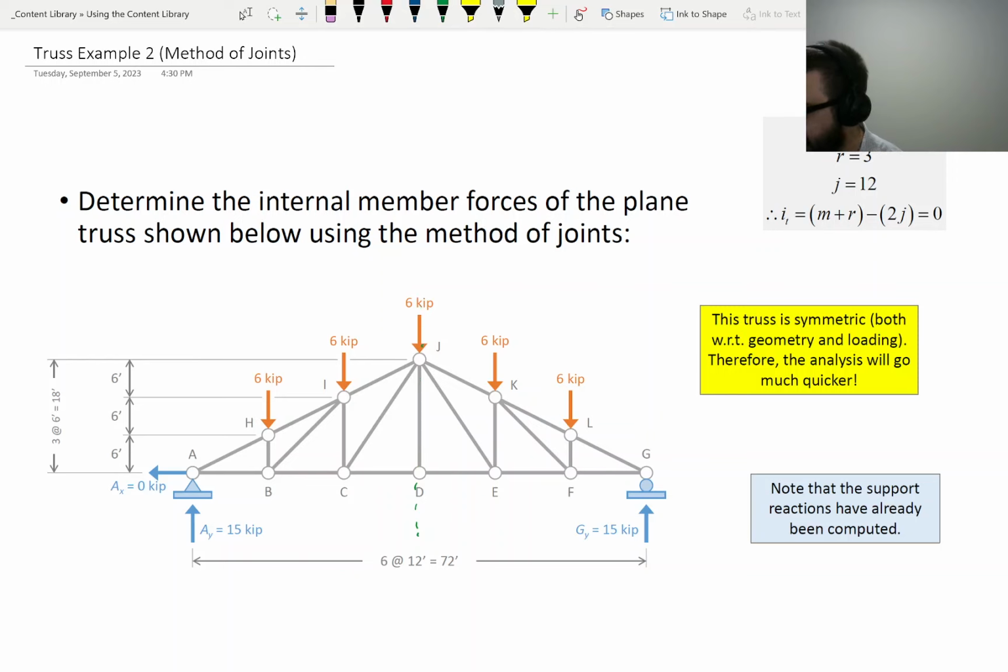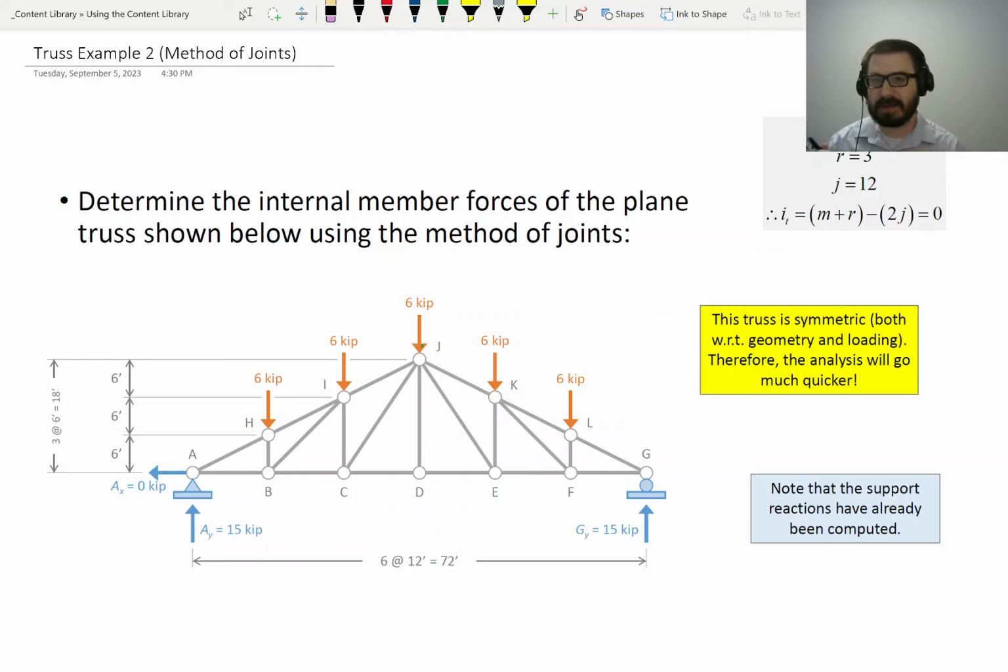What that means is that when I'm analyzing this structure, I can solve from one end. Let's say I start at joint A and I can solve until I get to the middle of the structure and then stop, because the results will be reflected based on symmetry. So for example, whatever force I get in member AB is going to be the same force I get in member FG. Because again, not only is the truss symmetric with respect to geometry, but also loading.